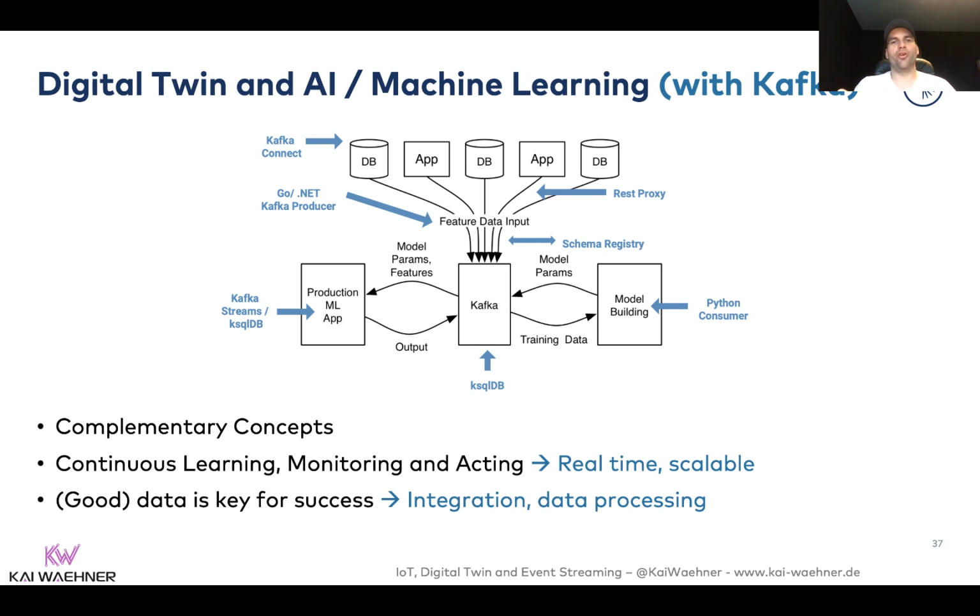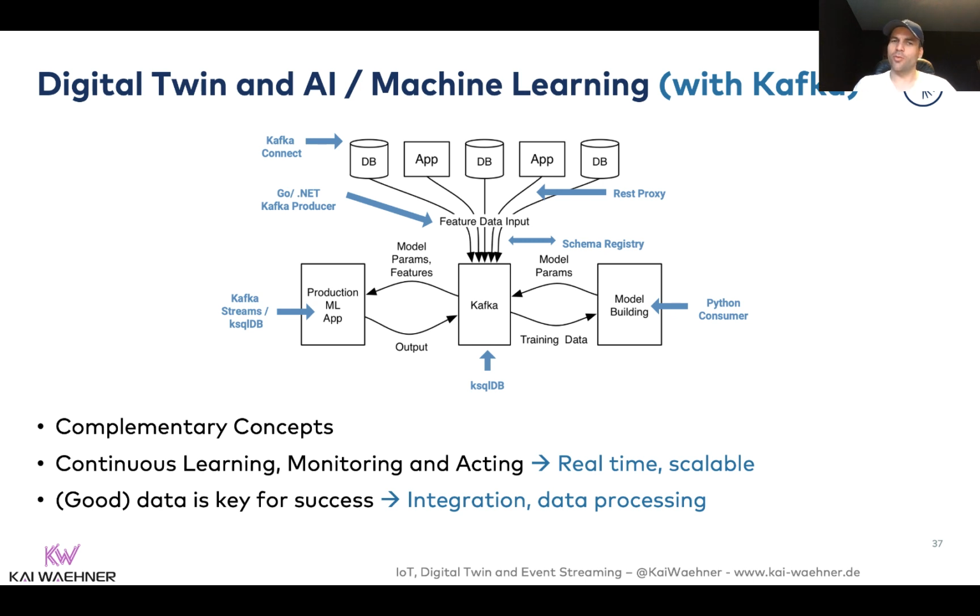And for machine learning, you need data. The more data, the better. And you need to pre-process the data to have good data quality and the right data to train your models. And the same goes for model deployment and monitoring, for scoring. And here integration and data processing are key, at scale in real time. And this is what Kafka brings, right? So it's a perfect combination.